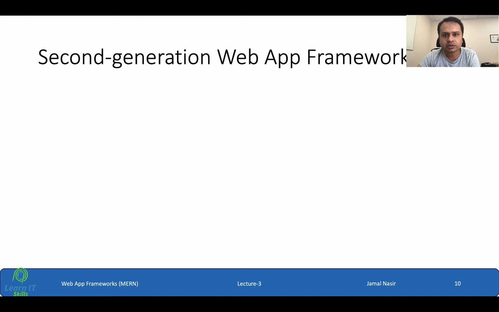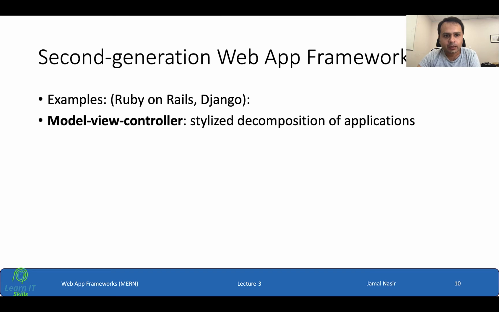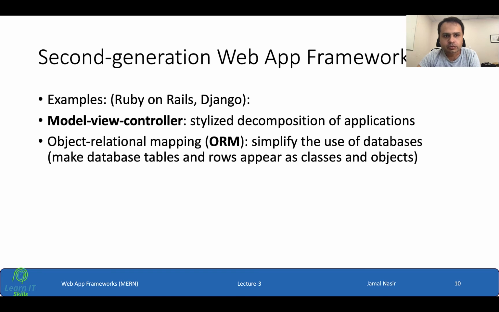Then in second generation web app frameworks, like Ruby on Rails or Django, Model View Controller was utilized. We have discussed MVC in different courses many times: it's a stylized decomposition of applications in which we decompose our application into a three-tier architecture. Okay, in second generation web apps, ORM was introduced. ORM makes data tables and rows appear as classes and objects. So it simplifies the use of databases and makes fetching dynamic data easier.